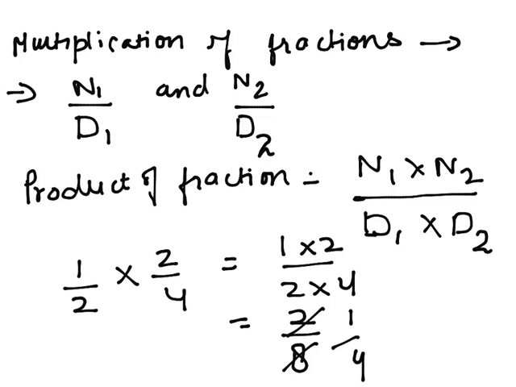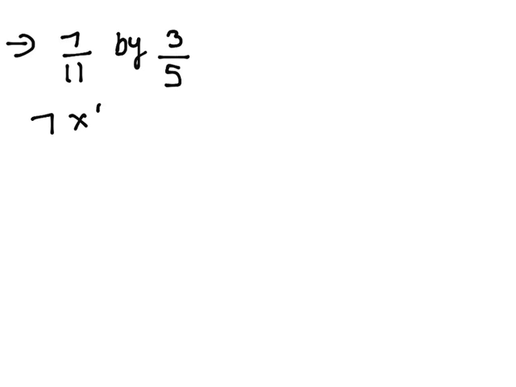Now let's start with some examples. We have to multiply 7 by 11 with 3 by 5. So we will multiply numerators, it means 7 and 3, and denominator with denominator, 11 by 5. So 7 times 3 will give us 21 and 11 times 5 will give us 55. I think this is a simple rule. The only thing is that we have to multiply numerator with numerator and denominator with denominator.